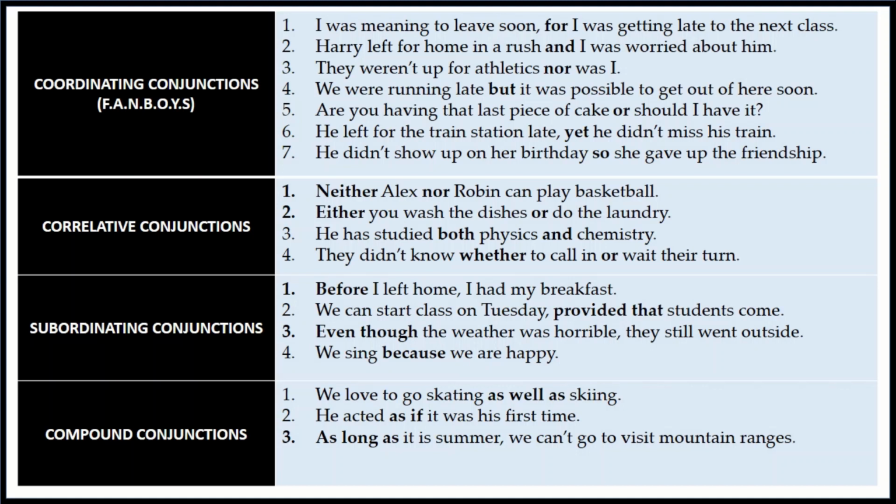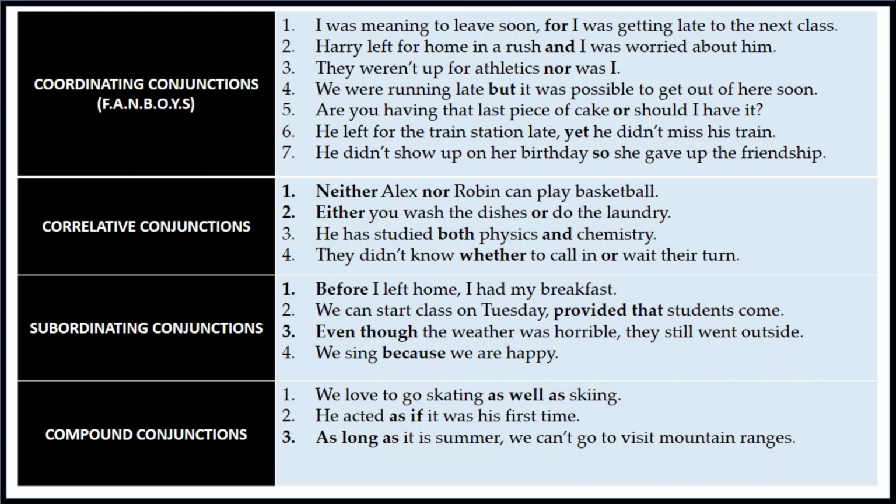But when you add a conjunction, for I was getting late to the class, it is also again a sentence and another independent clause. So two independent clauses joined together with one conjunction makes that conjunction a coordinating conjunction. Similarly, Harry left for home in a rush, and I was worried about him. In the first clause, Harry left for home in a rush, there is a subject, a verb, and an object. In the second clause, I was worried about him, there is a subject, a verb, and also an object. Therefore, two independent clauses joined together with one coordinating conjunction overall make one complete sentence.